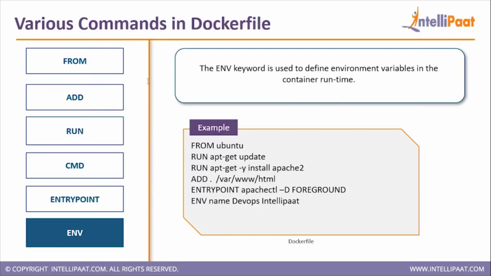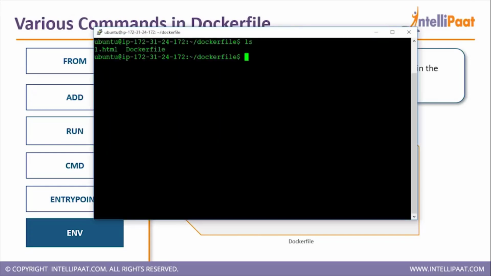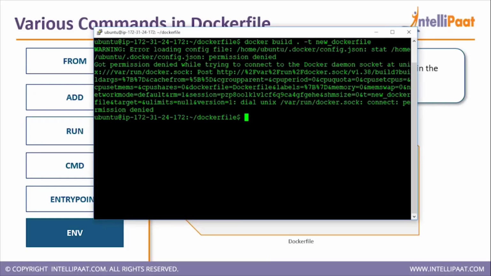So the next step would be to build this Dockerfile. Now let's see how we can build it. For building this Dockerfile, all you have to do is docker build. Where do you want to build it? I want to build it from the current directory, and the image that it will create, I want to name that image as, say, new_Dockerfile. Okay, so it will be named like this. So I'll hit enter, and I forgot to mention sudo.